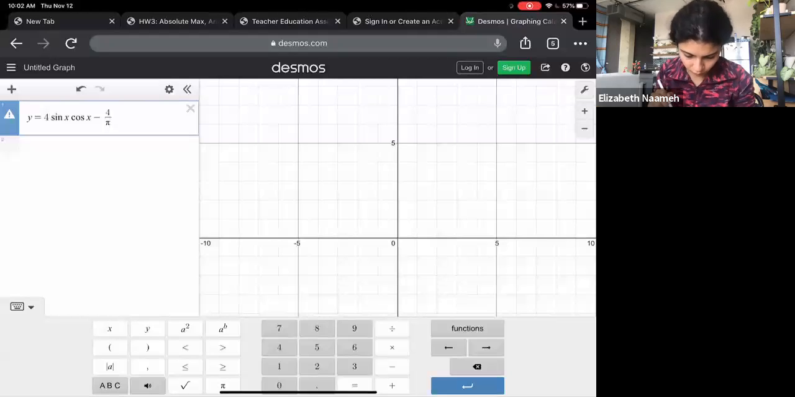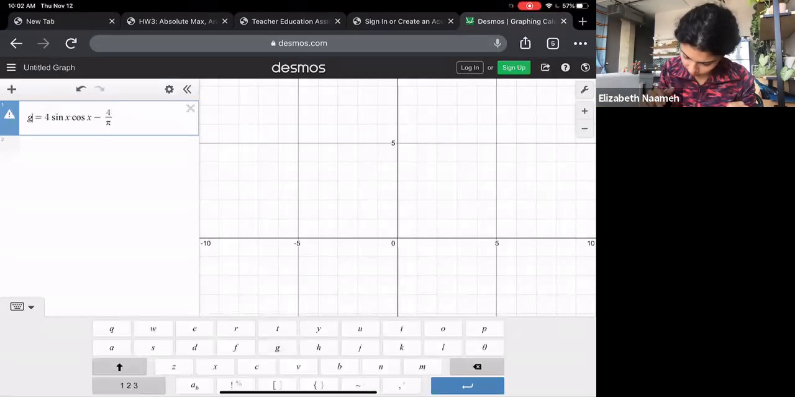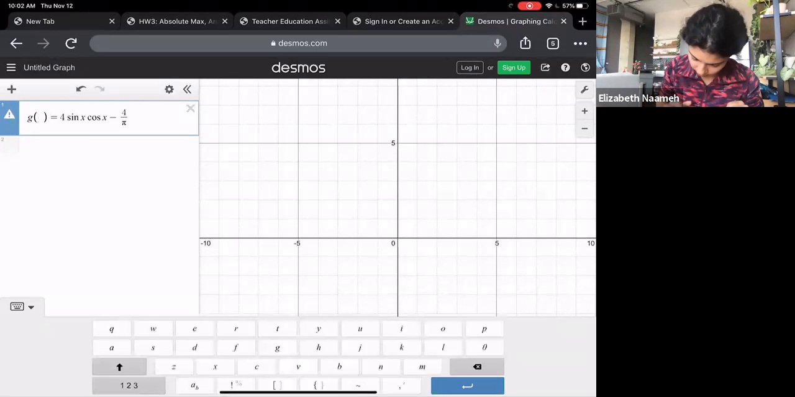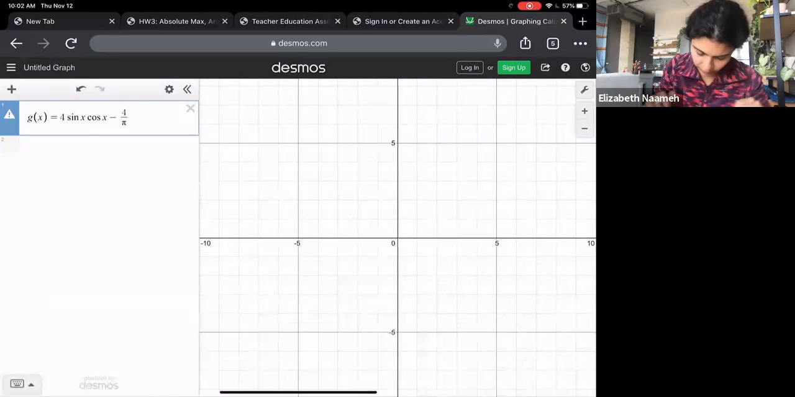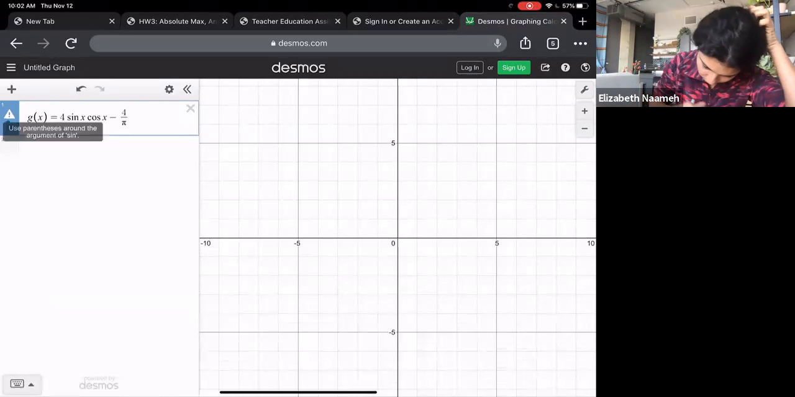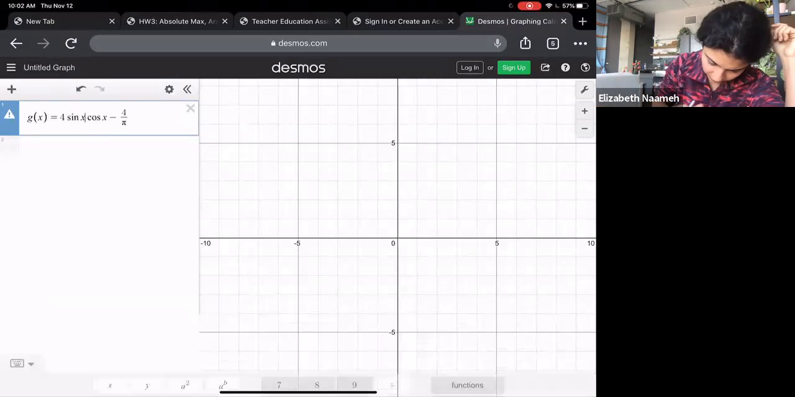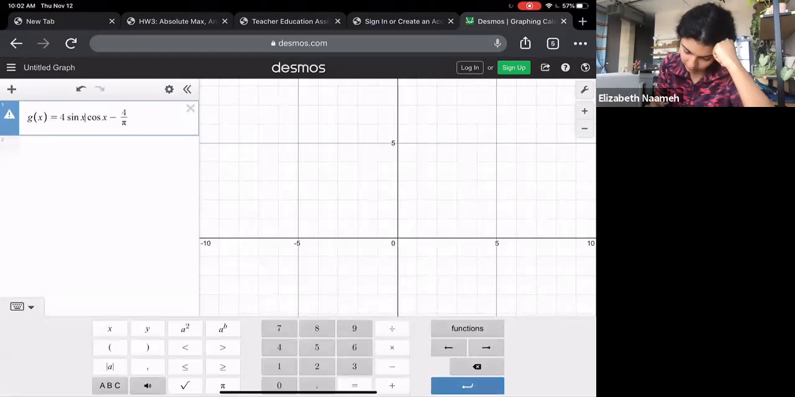Okay. What's wrong? It says that there's an error. Oh, it's because I put y, and what I really need to do is we called it g of x, right? So let's call it g of x. I think this is the problem. We'll see if it's fixed. It needs an x and y. No, it's not fixed. What's the issue? Use parentheses around the argument of sine. Okay, so I need to go sine parentheses x. Oh my gosh.